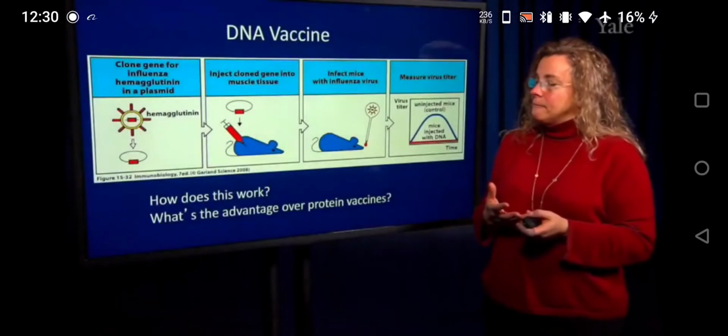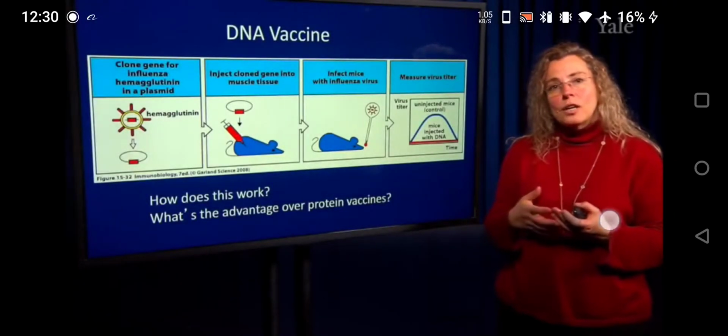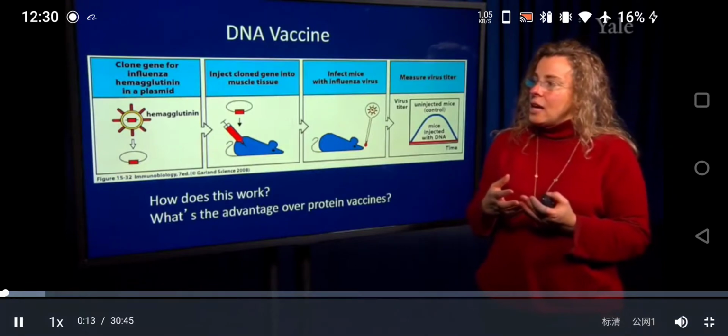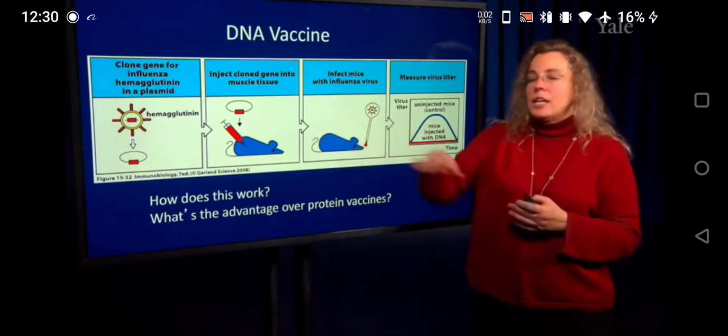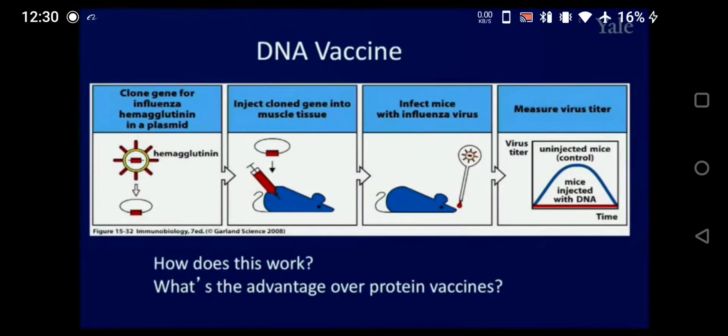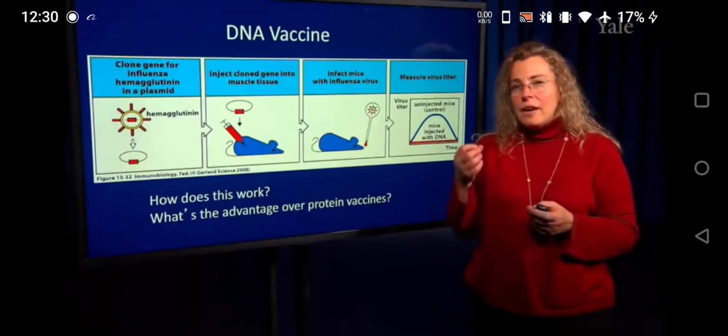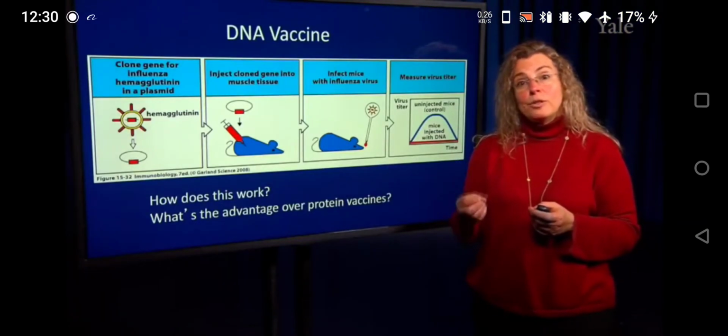DNA vaccine. How does this actually work? What are the advantages? So the example here is shown for the hemagglutinin from flu. You can take the gene that encodes that protein, put it into a plasmid, and then instead of injecting the protein into someone, you actually inject the plasmid.